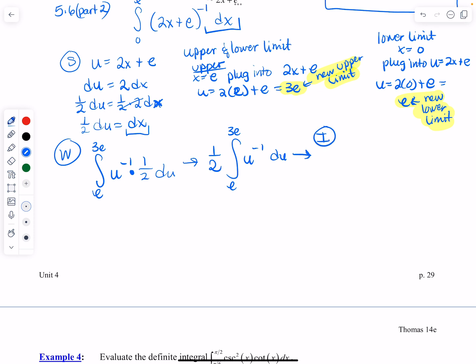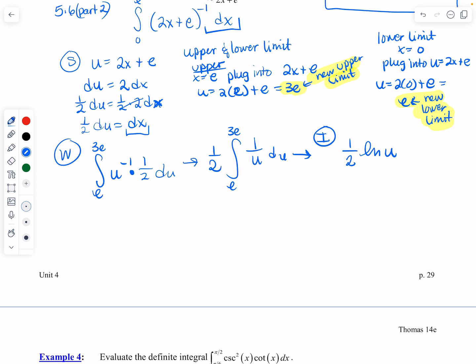Okay, so I get 1/2. And guys, remember, with u to the negative 1, I can't do negative 1 plus 1 because it'll zero out. But remember, this is saying 1 over u du, right? So the integration of 1 over u is actually ln u. Okay? I hope you guys understand that.